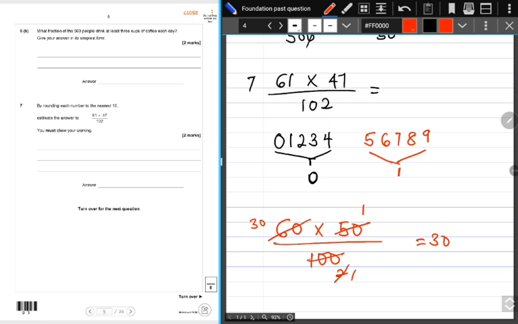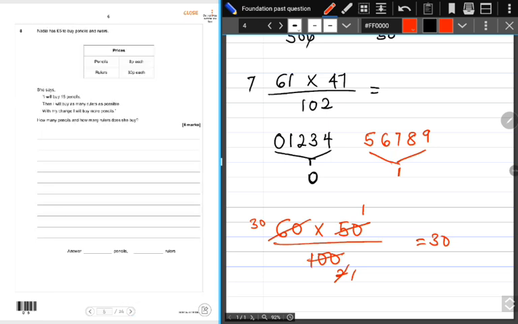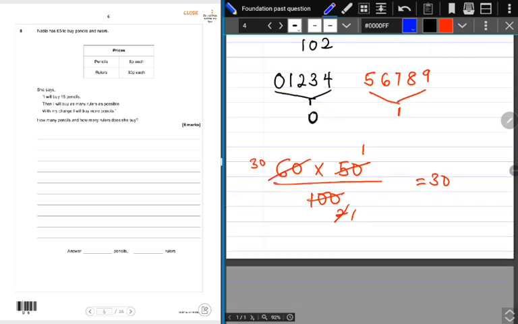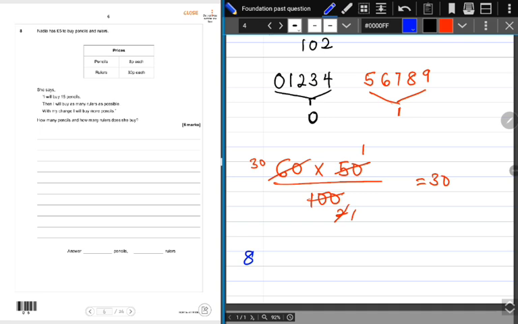So now let's move to question 8. Now question 8. So we are given that Andy has $5 to buy a pencil and a ruler. So the price of a pencil is 8 penny each, and the ruler is 30 penny each. She says, I will buy 15 pencils, then I will buy as many rulers as possible. With my change, I will buy more pencils. How many pencils and how many rulers does she buy?